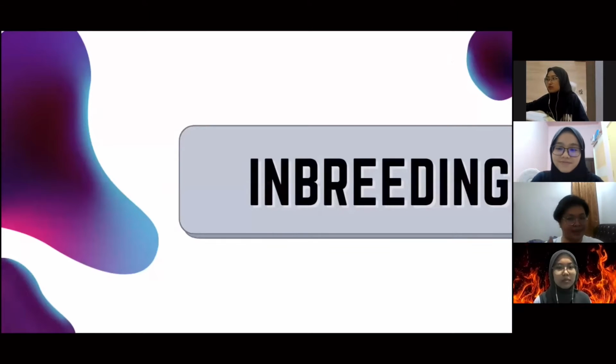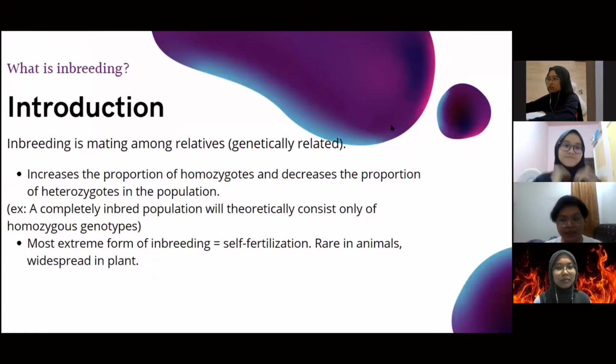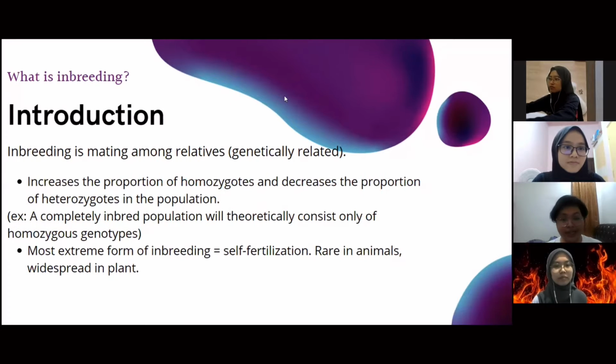Next, the introduction of inbreeding. You might wonder, what is inbreeding? Inbreeding is a mating among relatives, which are genetically related. The function of inbreeding is to increase the proportion of homozygotes and decrease the proportion of heterozygotes in the population. For example, a completely inbred population will theoretically consist only of homozygous genotypes.